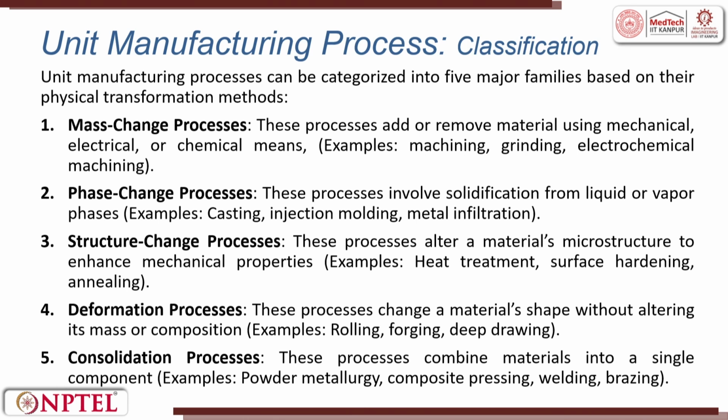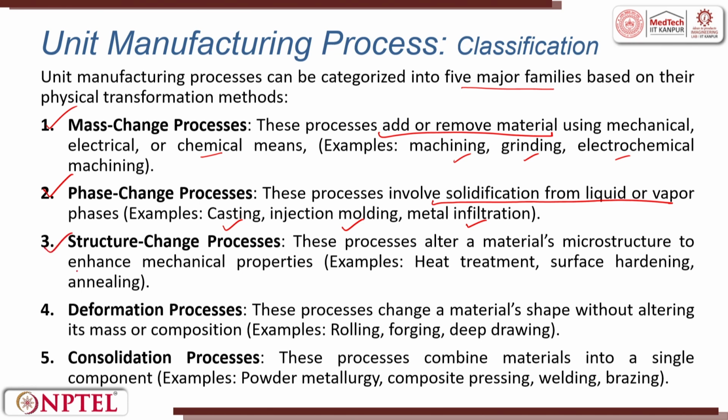Now let me try to see the classification of unit manufacturing processes based upon the families which I showed you in the previous illustration here. Unit manufacturing processes can be categorized into 5 major families based on their physical transformation methods. Number 1 is mass change processes. These processes add or remove material using mechanical, electrical, or chemical means. Certain examples could be machining, grinding, electrochemical machining, etc. Then comes phase change. When I say phase change, that means we will heat the metal above its critical temperature. So that is the processes that involve solidification from liquid or vapor phases. For example, casting, injection molding, metal infiltration.